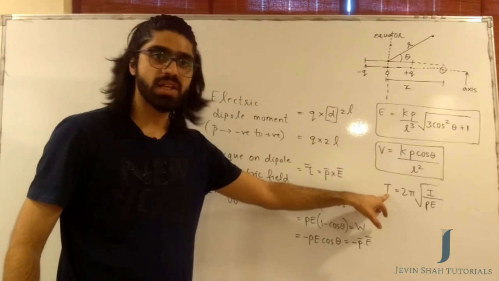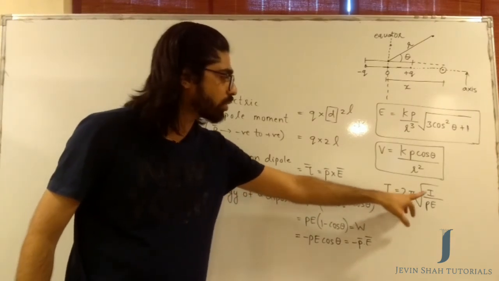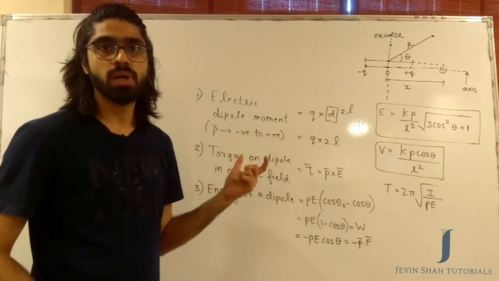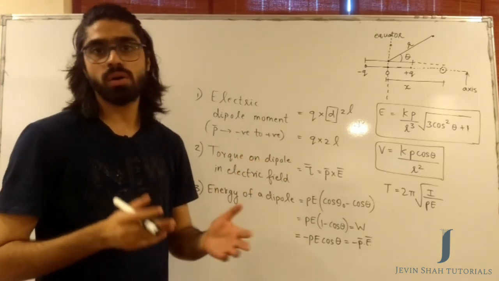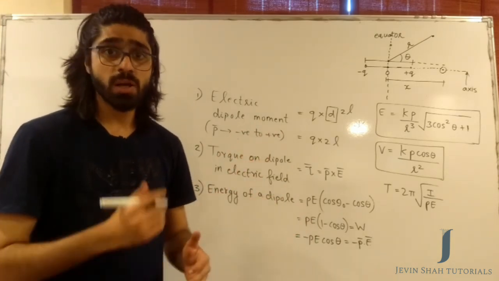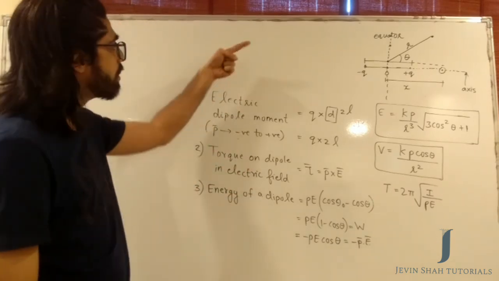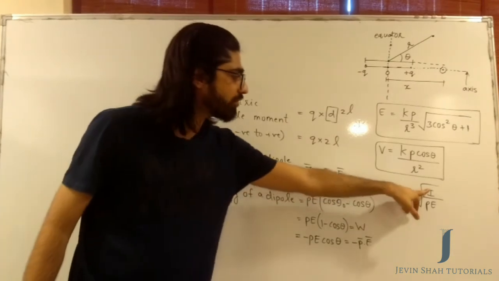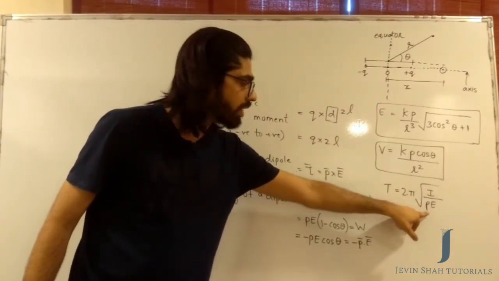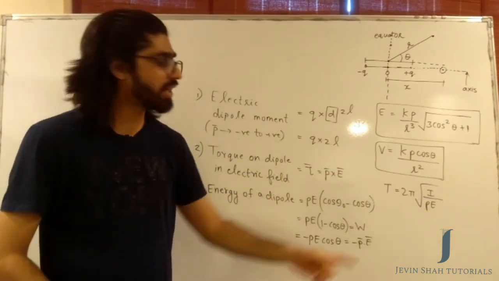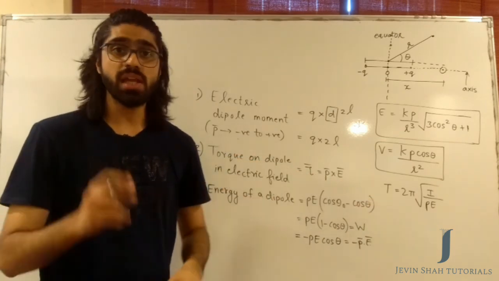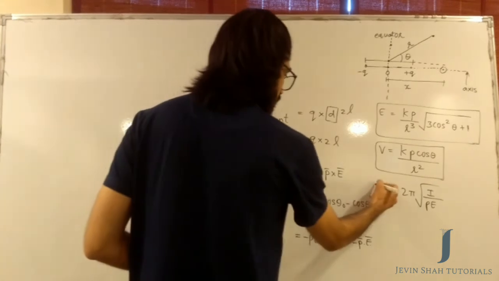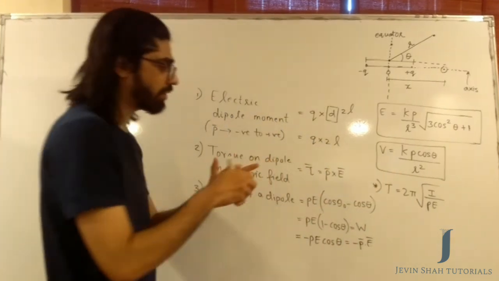So the time period of the electric dipole will be given by 2 pi root over I, meaning the moment of inertia of that system. The electric dipole that got generated will have some moment of inertia because it is rotating or oscillating. So that moment of inertia divided by P into E, where P is the electric dipole moment and E is the electric field intensity of the electric field in which you have kept the dipole. So this is yet another formula you should remember.